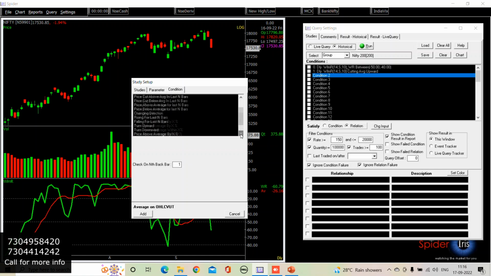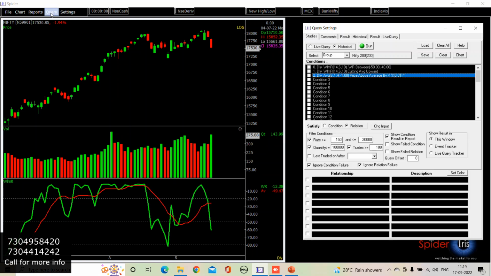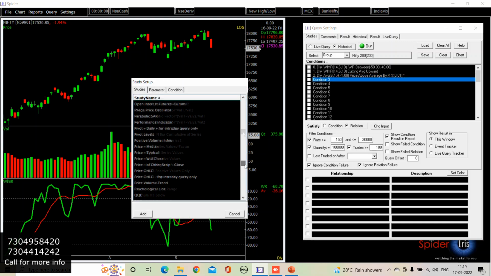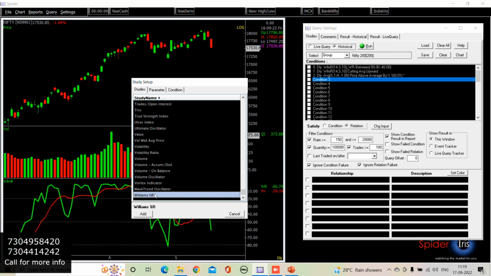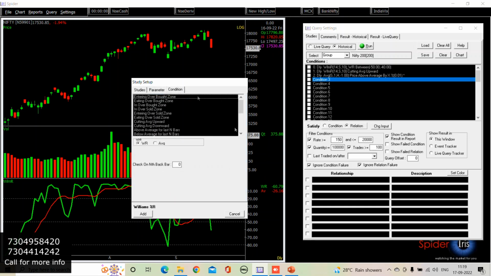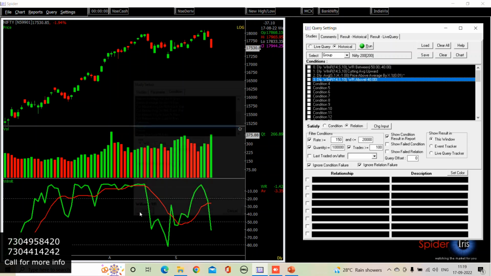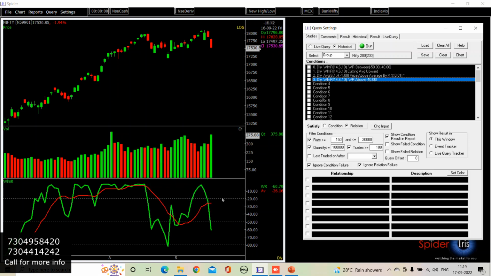Condition: price above average by X percentage, here 0.01. Check on end back bar 0. Add. Condition 3 will be Williams percent R by default parameter. Condition: above -40. Check on end back bar 0. This was for the buying side.